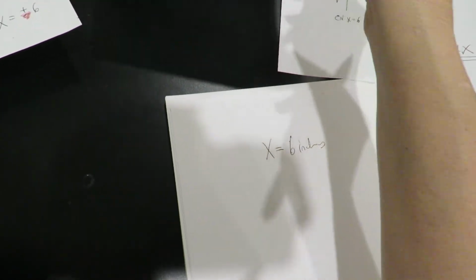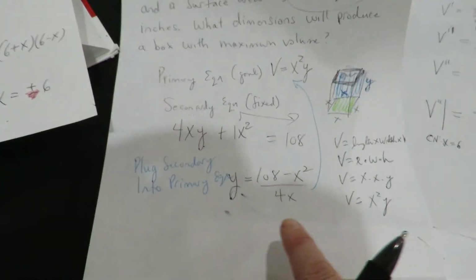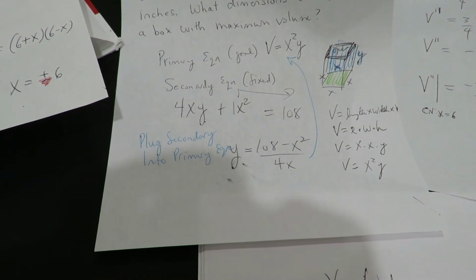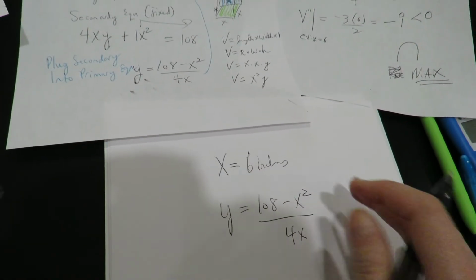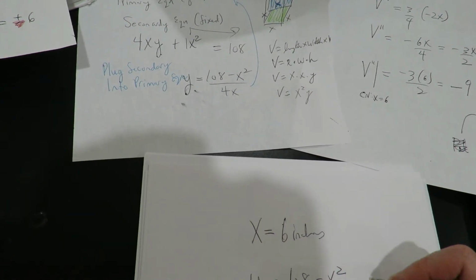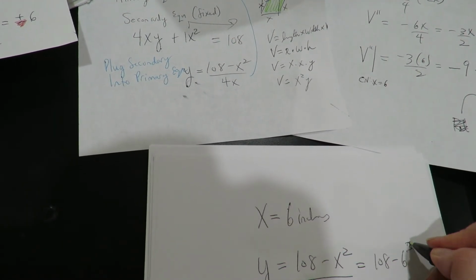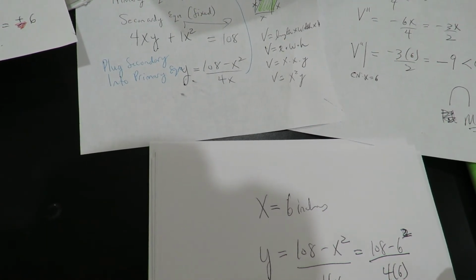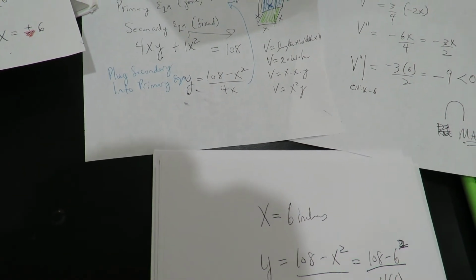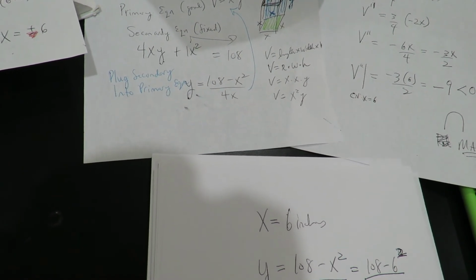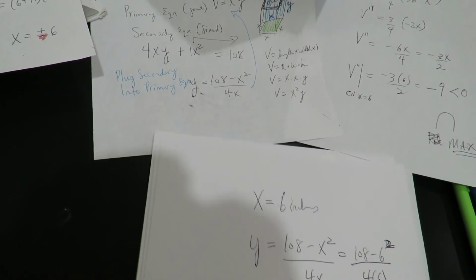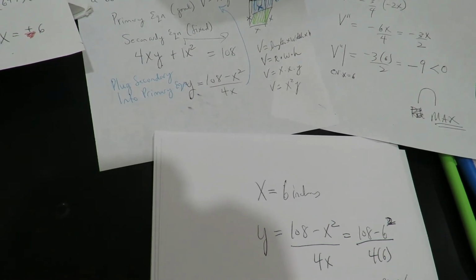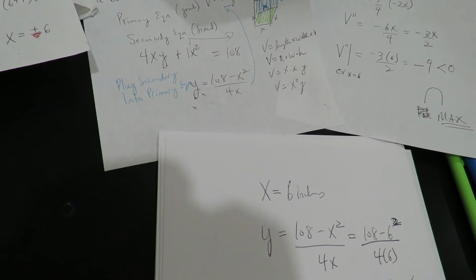If you go back to the original, when you isolated y, we said y was going to equal 108 minus x squared over 4x. Remember we said that? So to solve for y now, you plug in x. So 108 minus 6 squared over 4 times 6. Let's just crunch that out. It's 108 minus 36 over 24. What are we going to get here? 72 over 24, and that would go in there 3 times. So y is going to equal 3 inches.